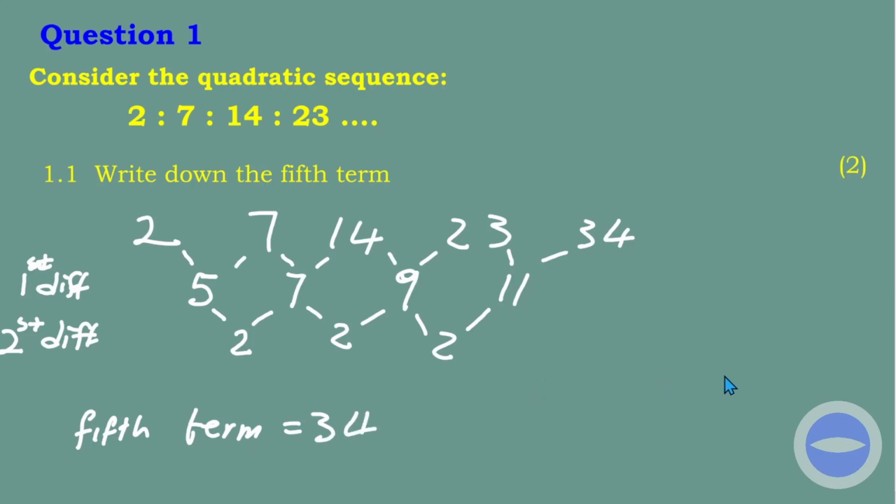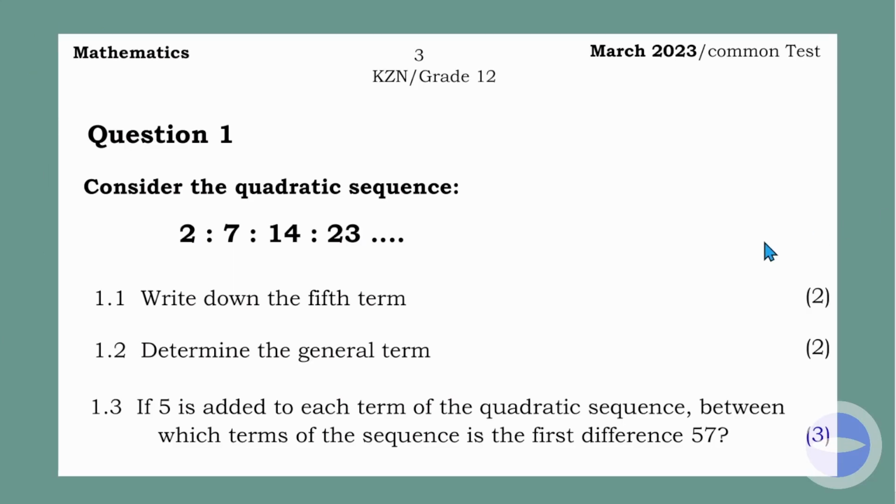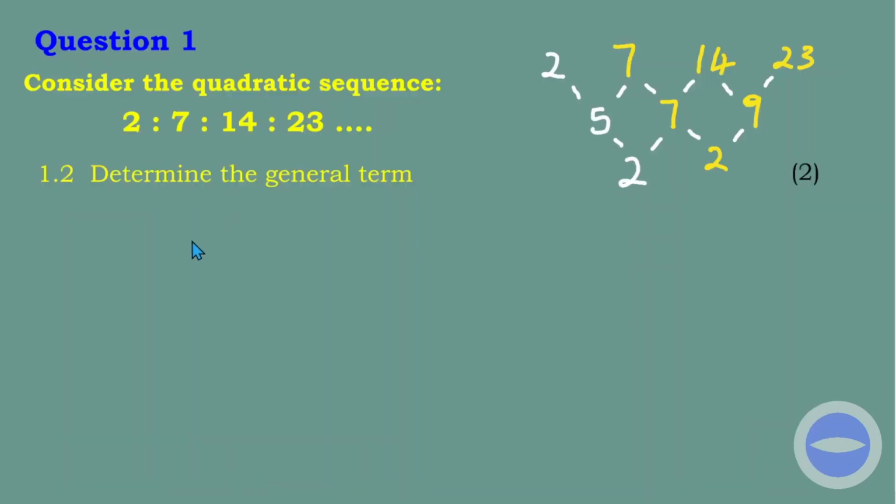Now we are going to question number 1.2. Question 1.2 says determine the general term. For us to determine the general term, we must know the general term of a quadratic sequence. The general term of a quadratic sequence says Tn is equal to an squared plus bn plus c. This is the general formula of a quadratic sequence. So we must find the value of a, the value of b, and the value of c.